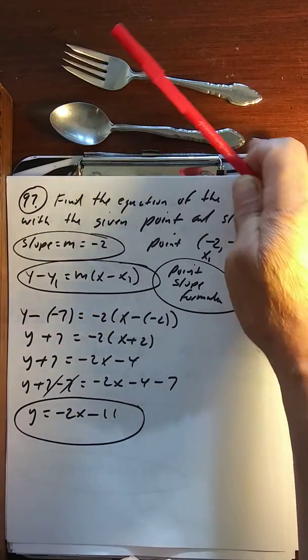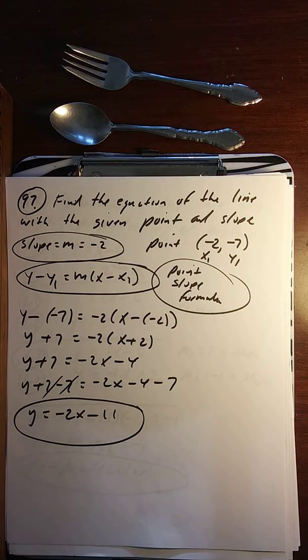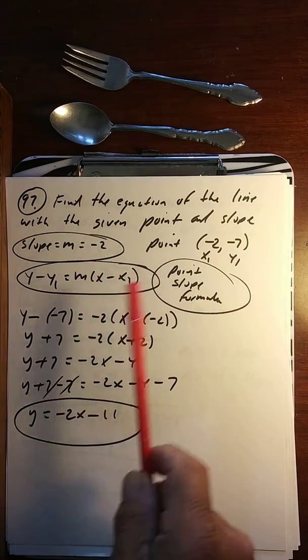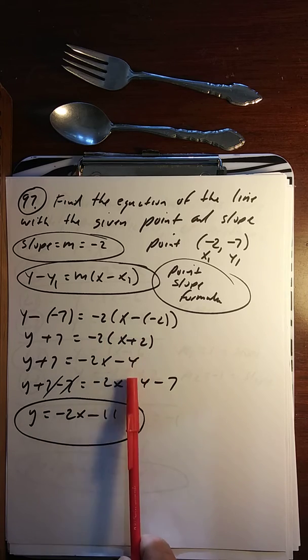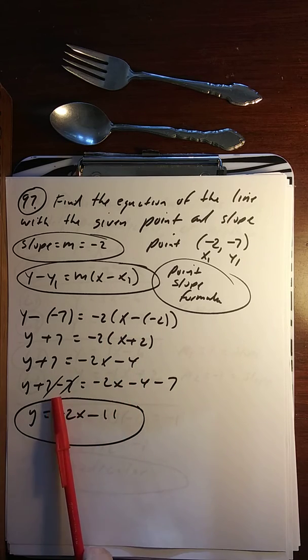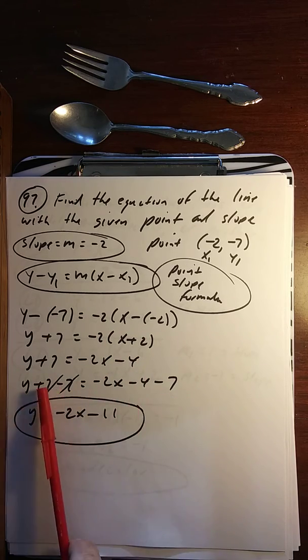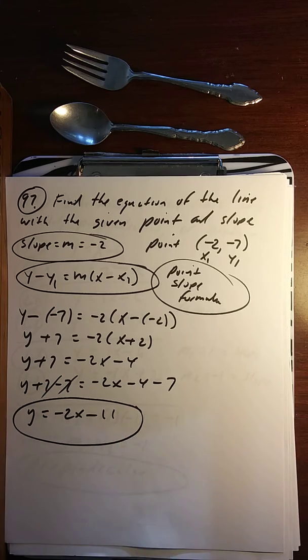Find the equation of the line with a given point and slope. So we have slope, point, put them in the formula. So negative, negative is positive. That turns out to negative 2x. That turns out it's going to be a negative 4. Add negative 7, minus 7 both sides. So y equals negative 2x minus 11.